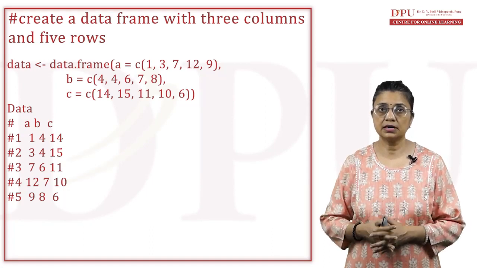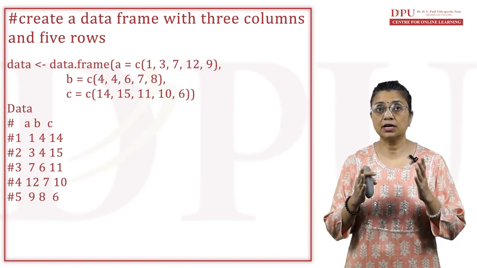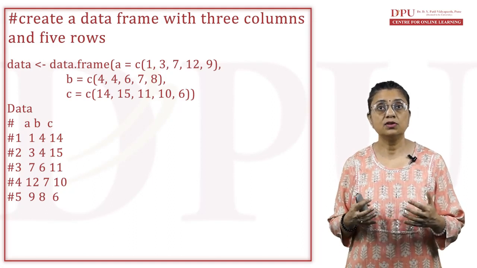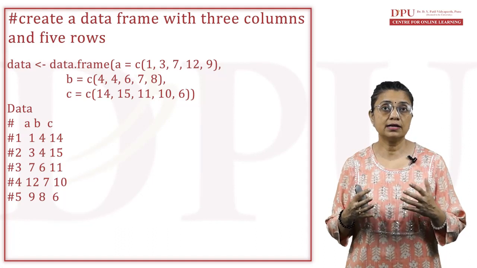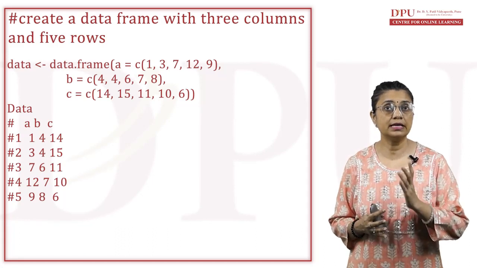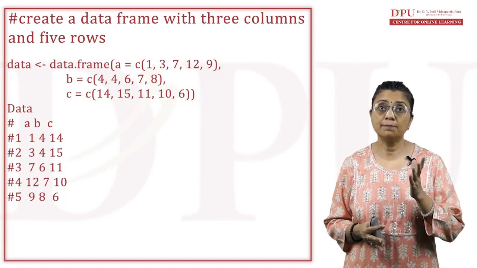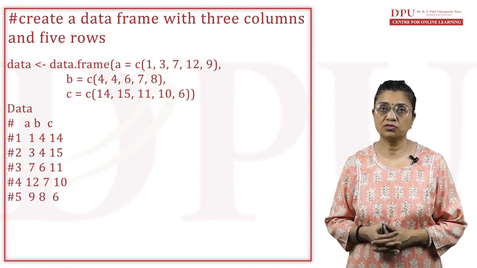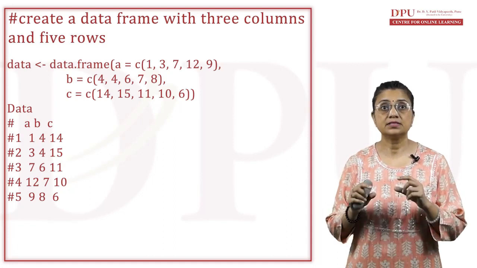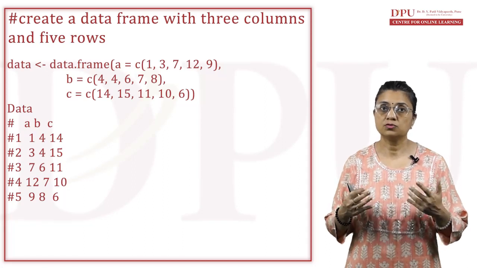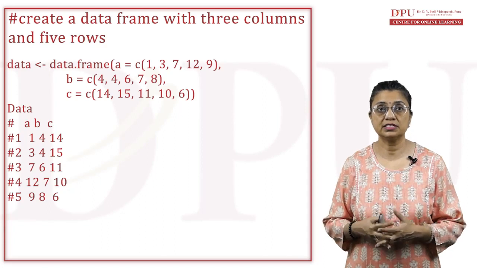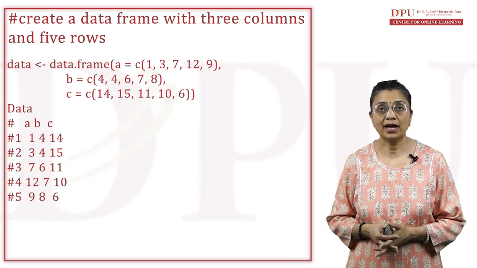Now in this result, you can see that the 3 columns are A, B and C, and there are 5 rows where the values are taken in such a way that the first element of the vectors A, B and C makes the first row. The second element of the vectors A, B and C makes the second row, and so on and so forth. So you can see over here how we are creating a list of values.